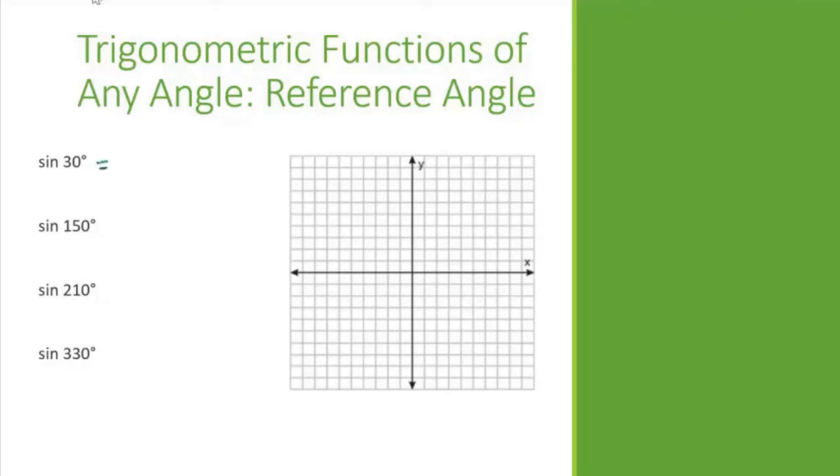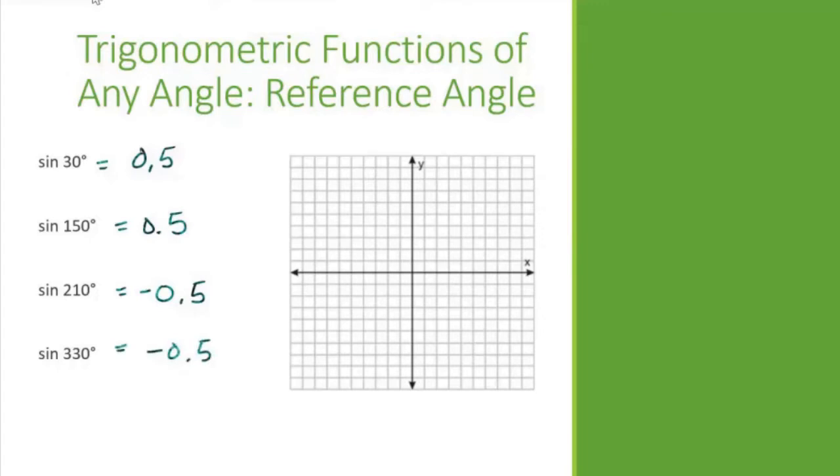The sine of 30 degrees turns out to be 0.5. Plugging sine 150 degrees into your calculator also yields 0.5. The sine of 210 degrees, on the other hand, is negative 0.5. Same value, but with a negative sign. And the sine of 330 degrees, also negative 0.5.